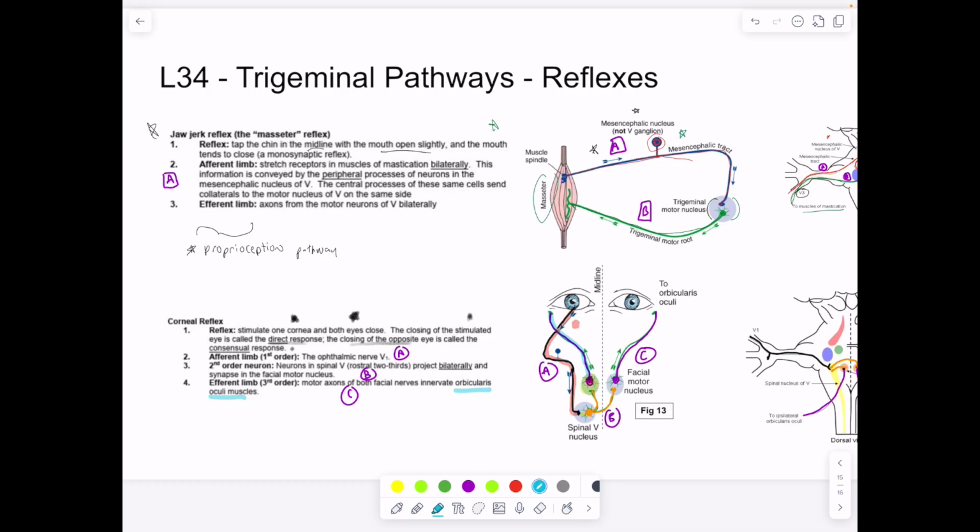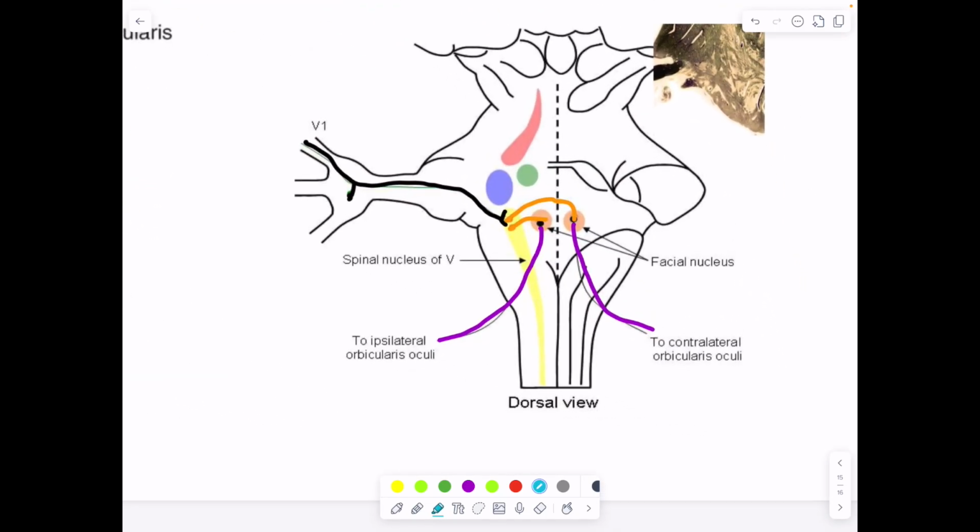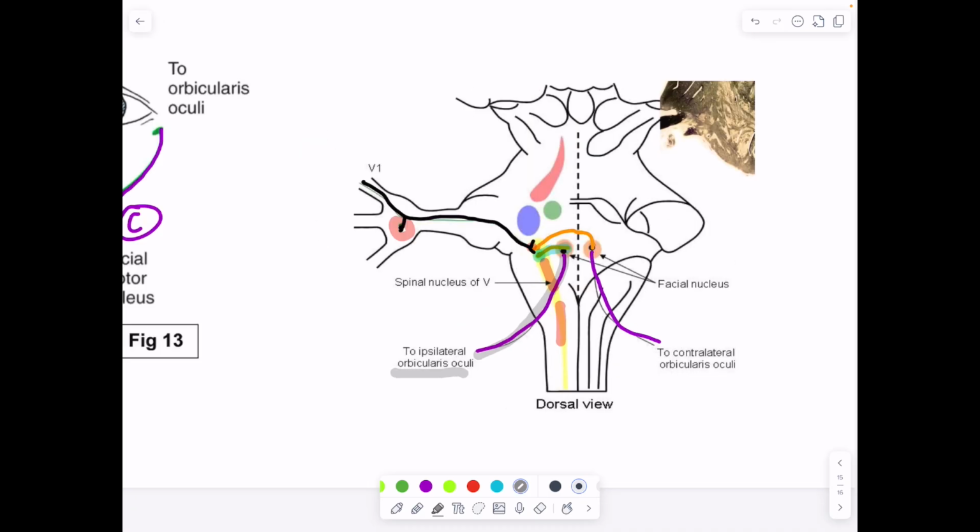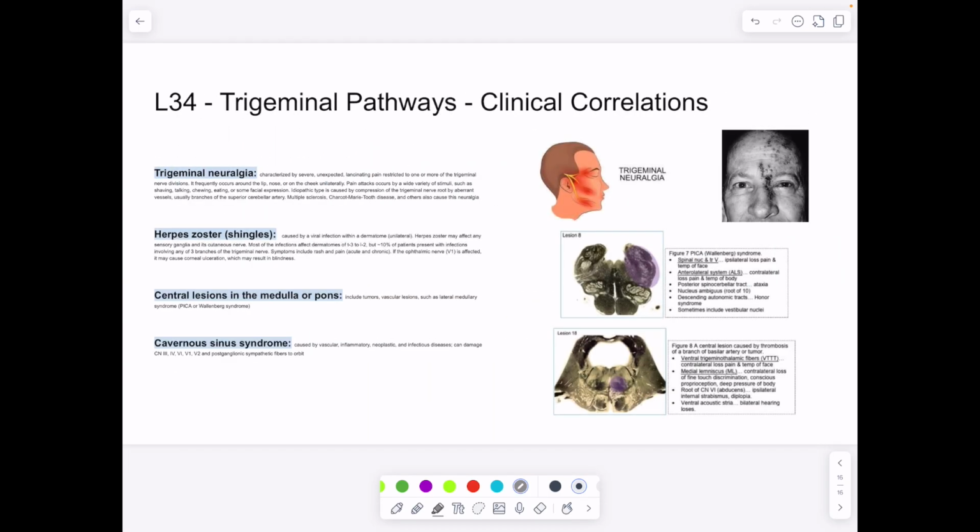All right, so the corneal reflex actually has 3 neurons involved. We only have 2 in the jaw jerk. So here's this again. You have the first order coming in, cell bodies located in the trigeminal ganglion, synapses in the spinal nucleus of 5. Then the second order has its cell body here, the spinal nucleus of 5, but it's going to send an axon to the facial nucleus, and then that's going to send an efferent signal to the orbicularis oculi.